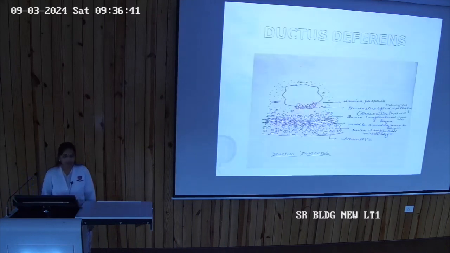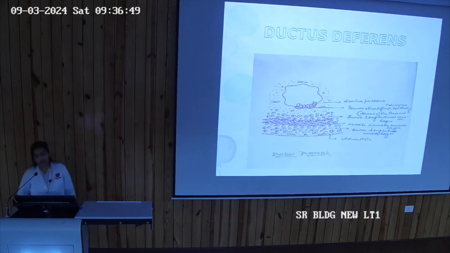This is a hand-drawn diagram. Star-shaped lumen, pseudostratified epithelium, lamina propria. Then we have three layers of muscles, smooth muscle cells, and the outer adventitia layer.